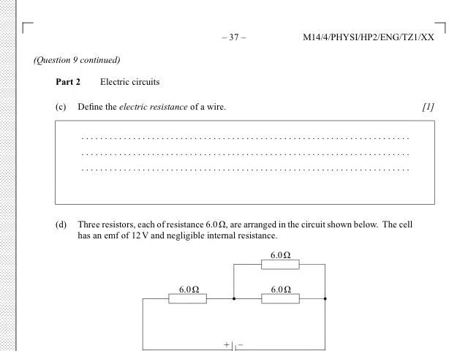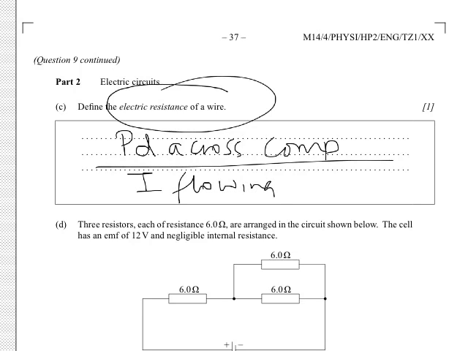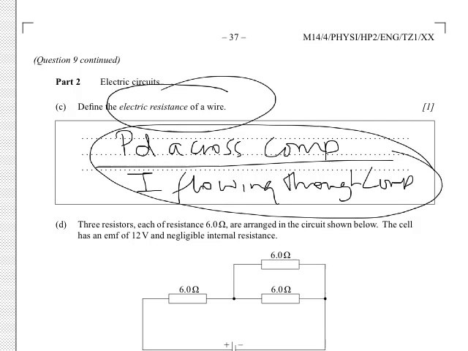So here we have another question on resistance and the same definition. So I'll say it again. It's the ratio of the potential difference across a component to the current flowing through it. You can say the ratio of, or you can say PD across the component divided by current flowing through the component. Please learn this definition.